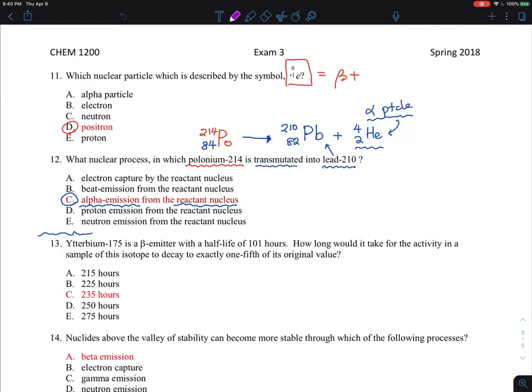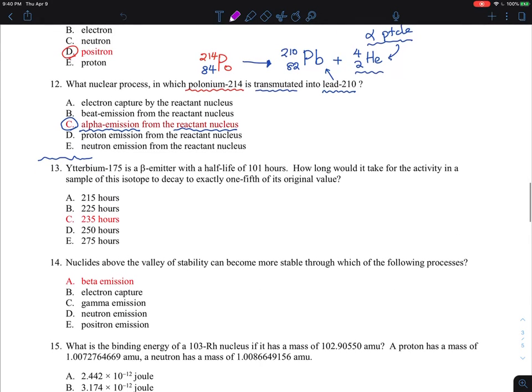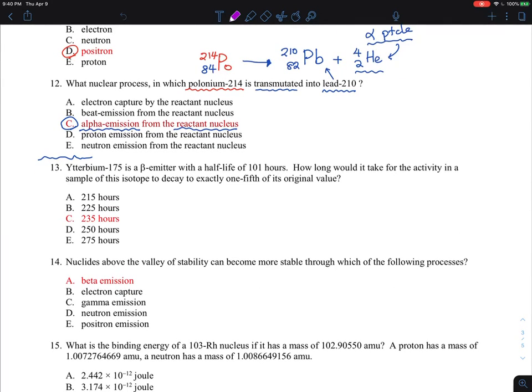Anyway, number 13 is a key point that I'm going to start today. It pays off what I talked about, how the half-life means something in a more meaningful way. So let's say ytterbium, which has the symbol Yb, is a beta emitter with a half-life of 101 hours. So you can write half-life 101 hours. Okay, that's good.